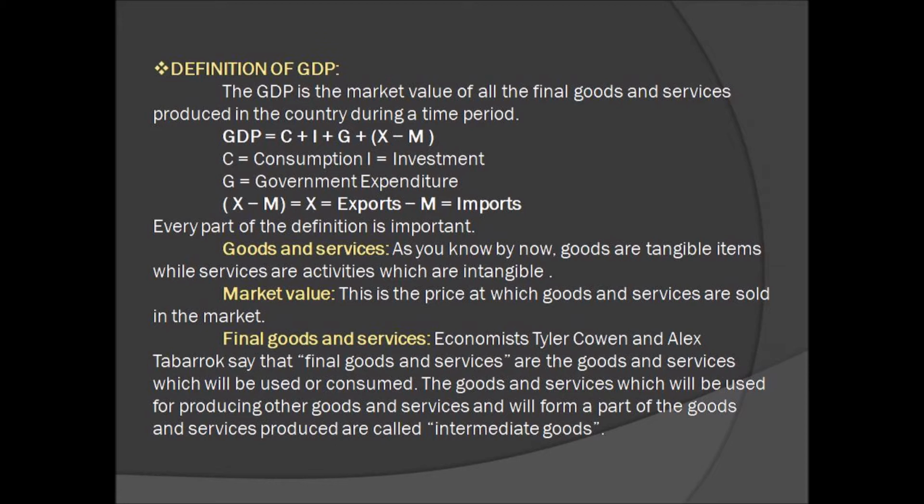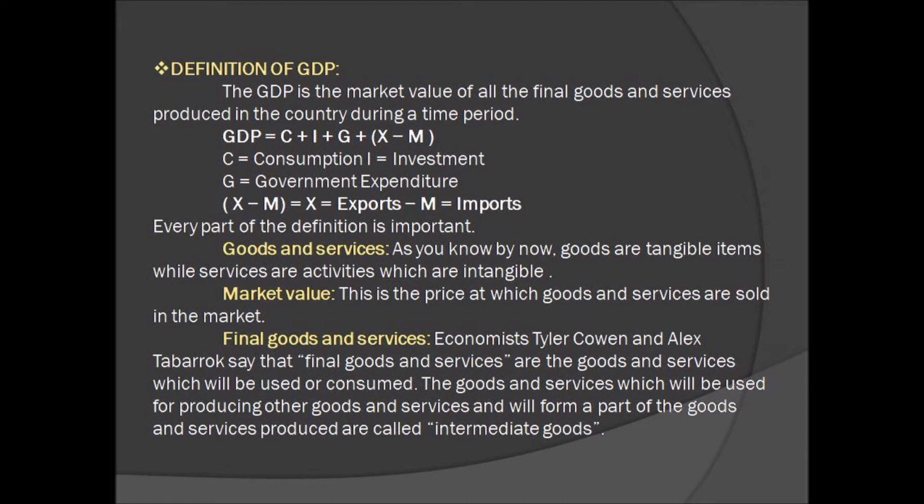And here are three terms in order to understand the GDP more clearly. Goods and services. As we have already studied earlier, goods are tangible items while services are activities which are intangible. Next is market value. Market value is the price at which the goods and services are sold in the market. That is, it is the final price of the goods and services which are sold in the market.